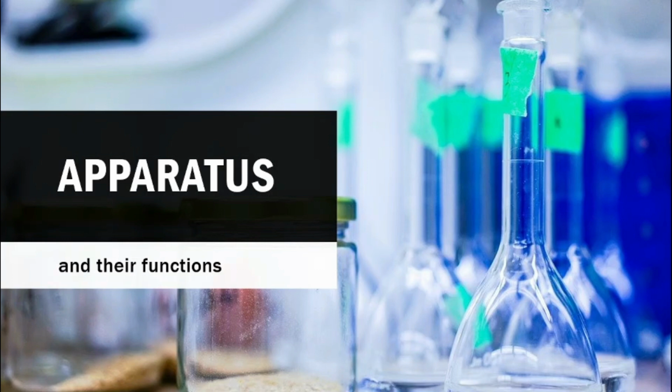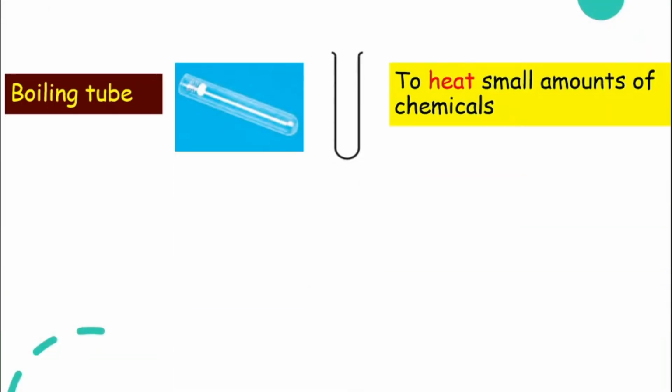First, let's look at a few apparatuses that are commonly used in our science lab and also their functions. This is a boiling tube. For every apparatus, I will give you a picture of what it looks like and also the symbol. The one on the right is how you draw it when you need to draw your set of apparatus during the experiment as you prepare your science lab report. So this is a boiling tube. This is how you draw it. And the function is to heat small amounts of chemicals.